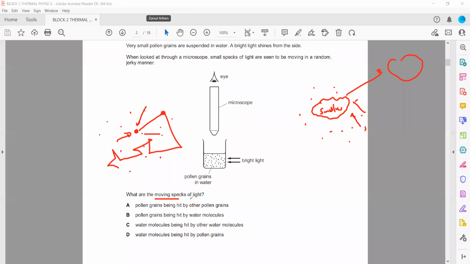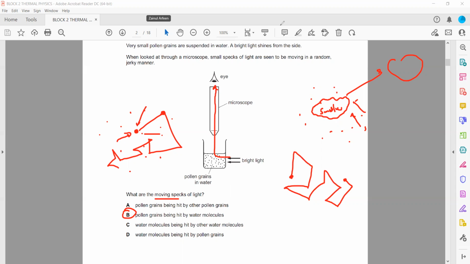So what are the moving specks of light? The light strikes the pollen grain and we receive that light from the pollen grain. So actually these are the pollen grains, and because they are continuously colliding with the lighter water molecules which cannot be seen by the naked eye, it appears that the light speck is moving in a jerky manner. Pollen grains are hit by water molecules, that is why we observe this random motion.